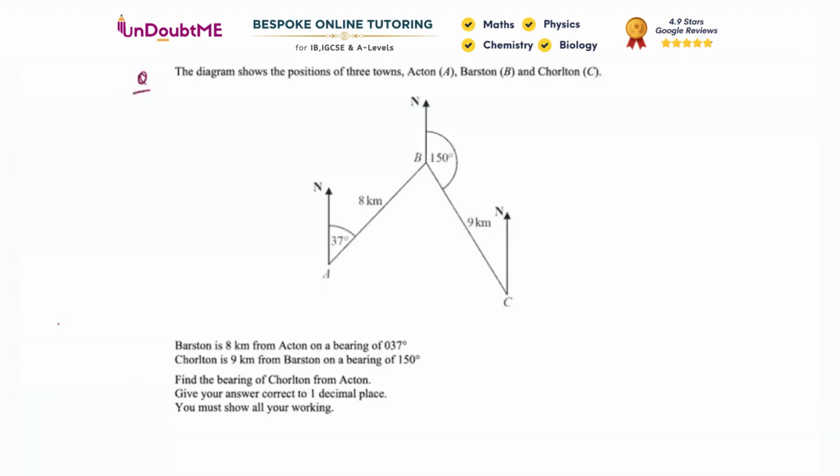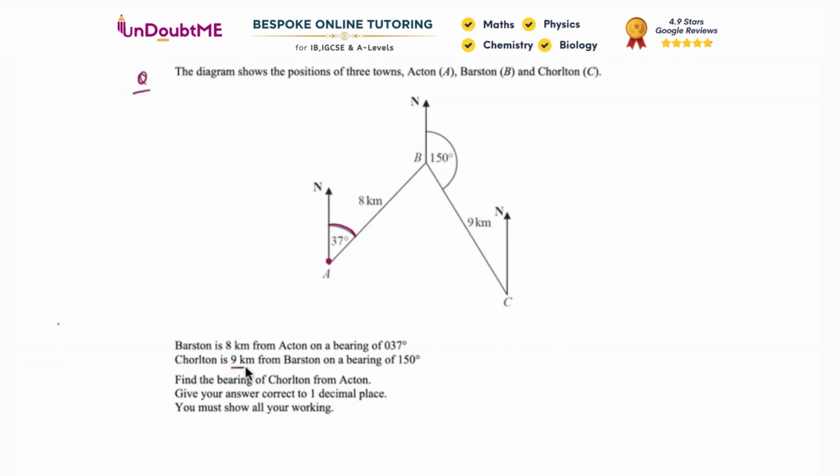Diagram shows position of three towns: Acton, Boston, and Colton. I'll call them ABC. That is better. Just look in the diagram carefully. Most of the things are given in the diagram, but that is also given in statements. So Boston is 8 kilometer from Acton. So we can say B is 8 kilometer from Acton on a bearing of 037. So from A, B is at a bearing of 037, that is 37 degree, and it is 8 kilometer.